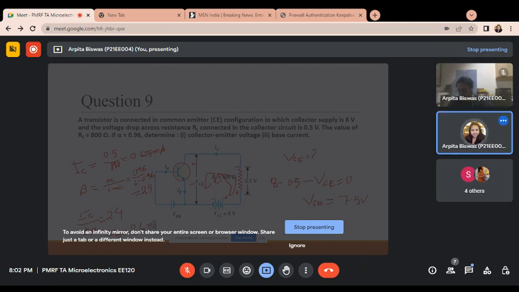Tarun, have you understood how we calculate this? How to calculate the collector emitter voltage and the base current? Yes, ma'am. Okay. So we are moving toward the next question. If anyone has any issue understanding this, we can wait for you while you are solving the question. Okay, but at least try.